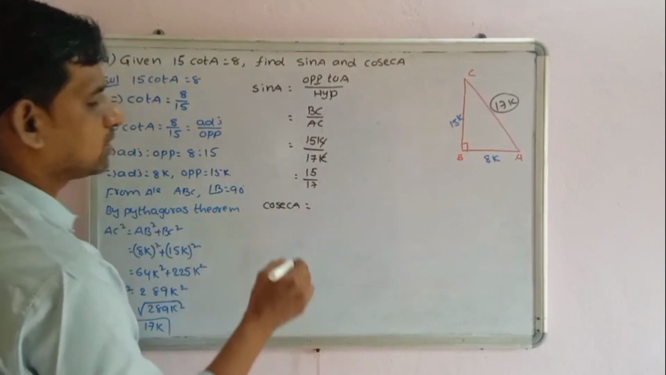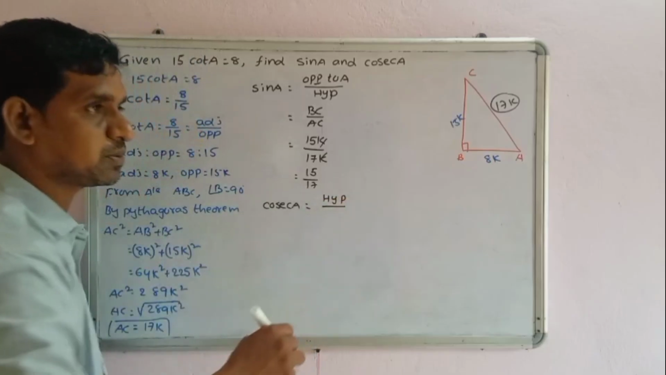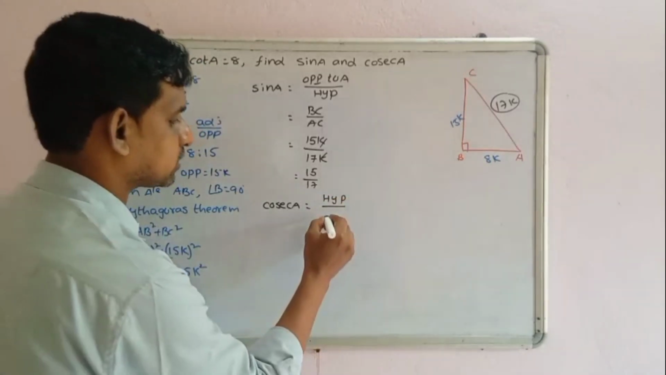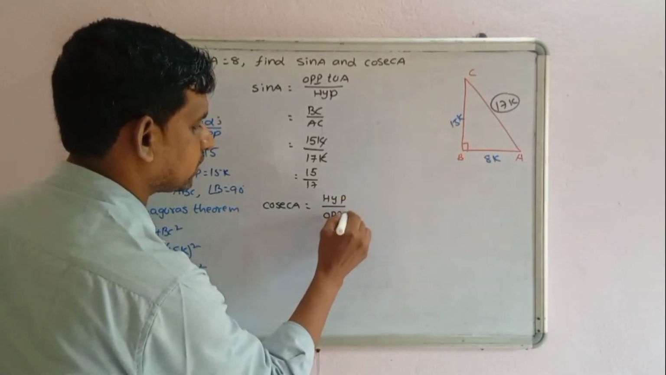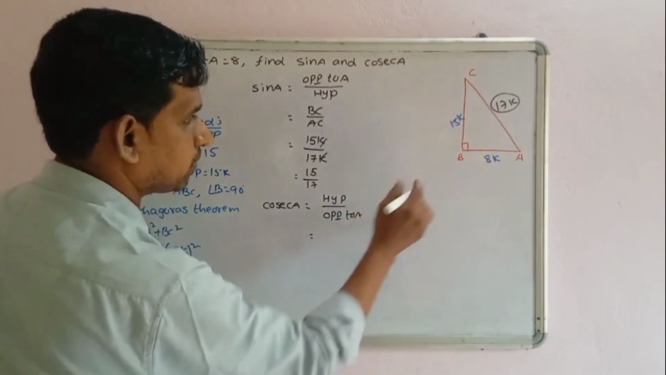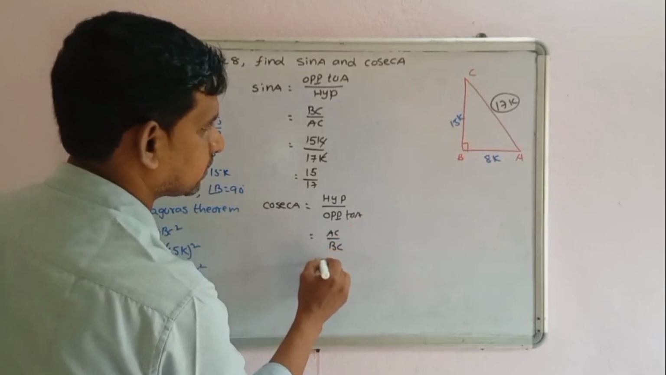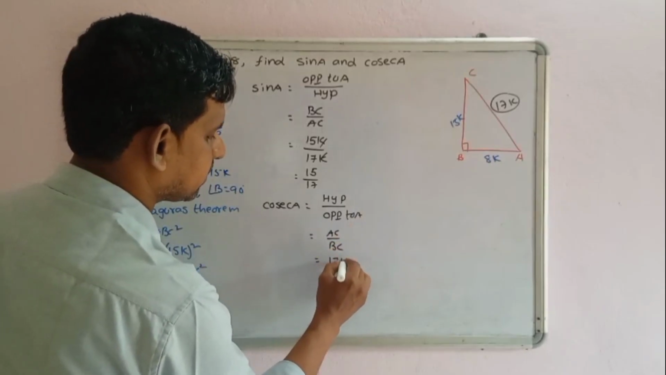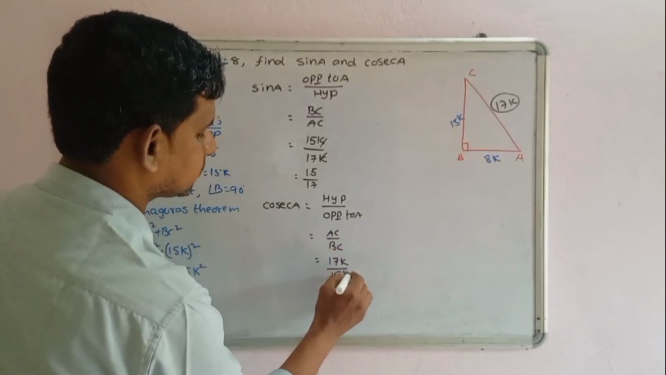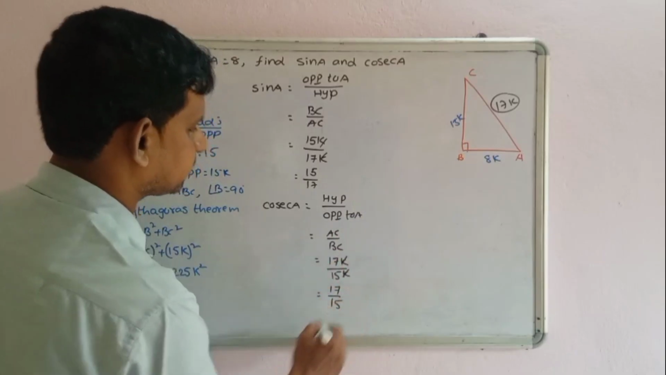Next, cosecant A. Cosecant A equals hypotenuse by side opposite to A. So what is the hypotenuse value? AC. Side opposite to A is BC. So AC value is 17k, BC value is 15k. So k gets cancelled: 17 over 15.